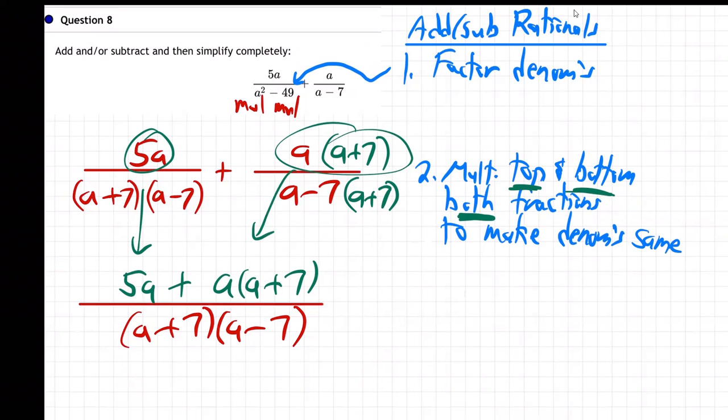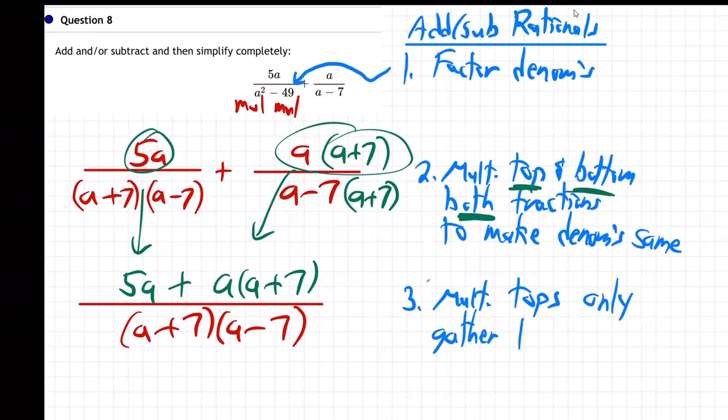And then step 3 is multiply the tops only and gather like terms. So multiply the tops only and gather like terms. So I'm not multiplying the bottoms, just the tops. Okay. So here we go.